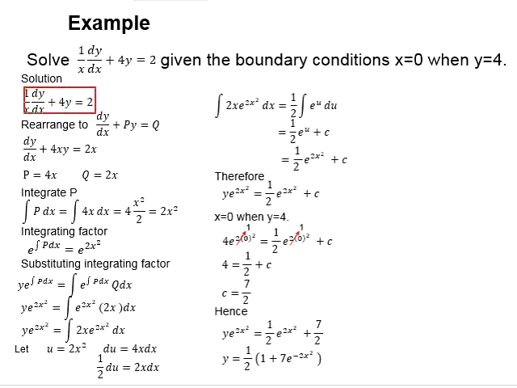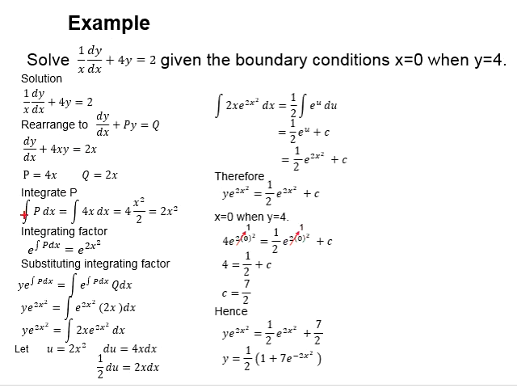Write down the function given. Rearrange it in the format of dy/dx + py = q. This will involve multiplying this with x, and this with x, and this with x. This will give you these functions. Compare the structure here. You know that 4x is p and 2x is q.